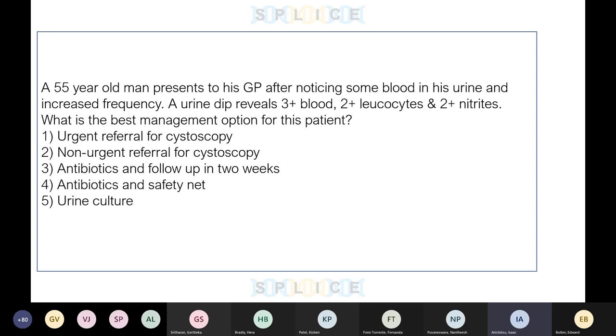Okay, so this question's a bit mean. I'm trying to illustrate a bit of a niche learning point just for the sake of completeness. But the correct answer to this is antibiotics and follow-up in 2 weeks.